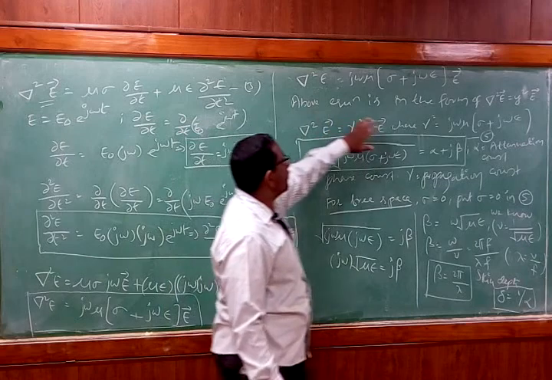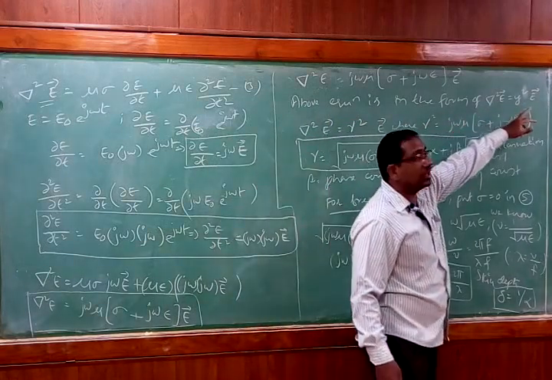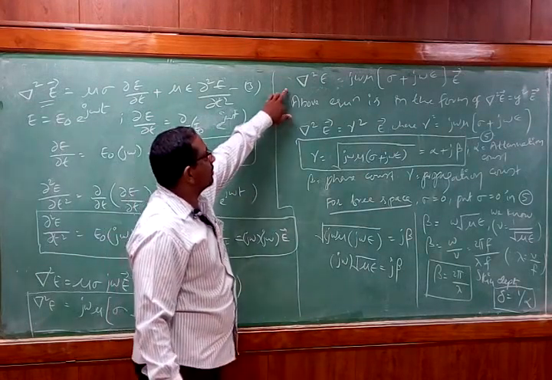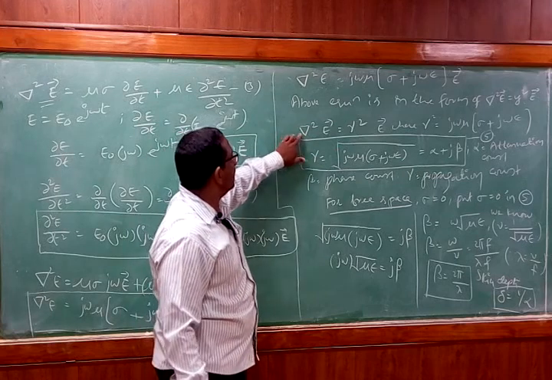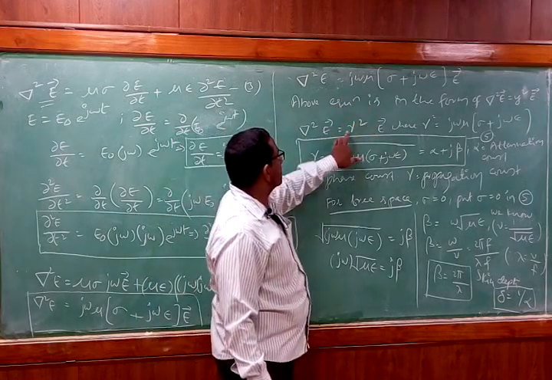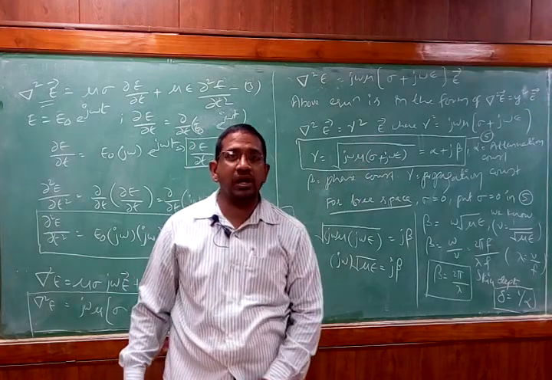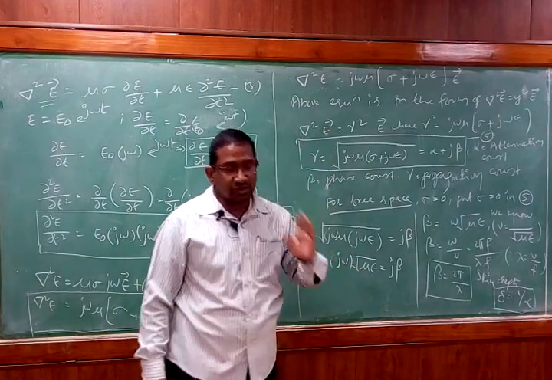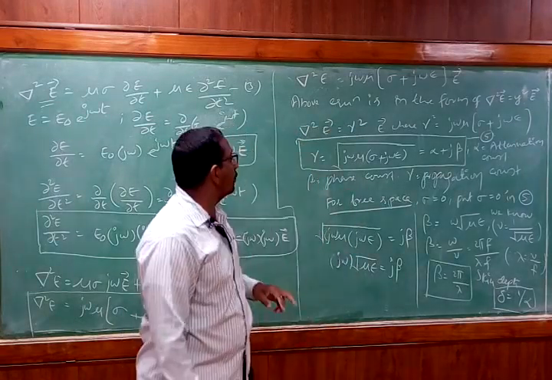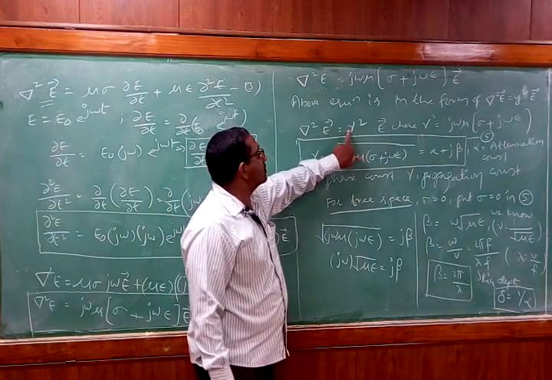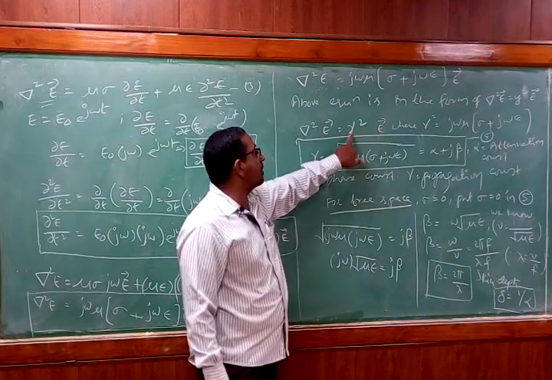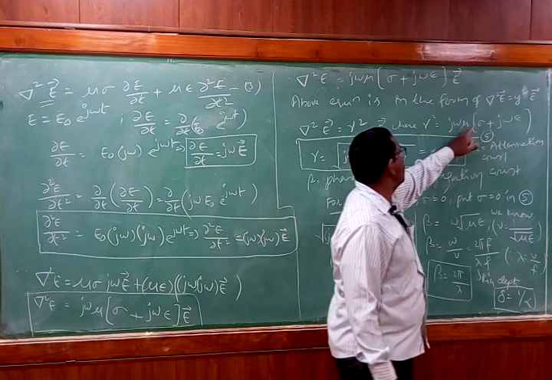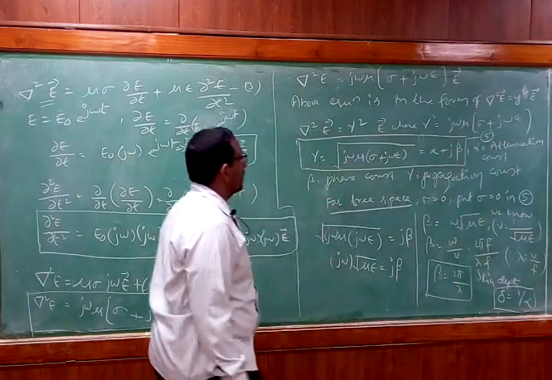Now the above equation is in the form of dou square E is equal to y square into E. The solution of this equation I can write in that fashion, using the second order equation. As I am dealing with electromagnetic fields, I am going with some other terminology, because we are writing this equation for wave propagation. So instead of y, I will take gamma. So gamma square into E, where gamma square is equal to this entire term, j omega mu of sigma plus j omega epsilon.